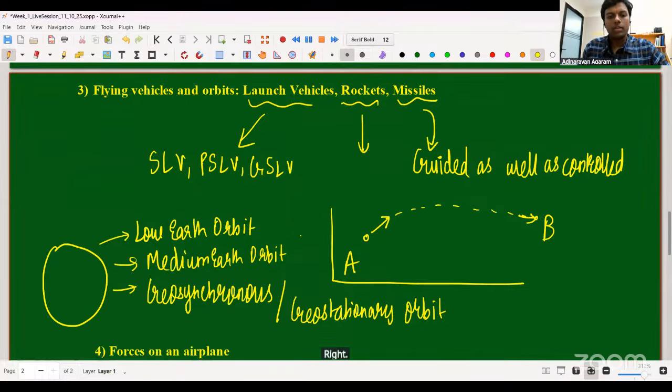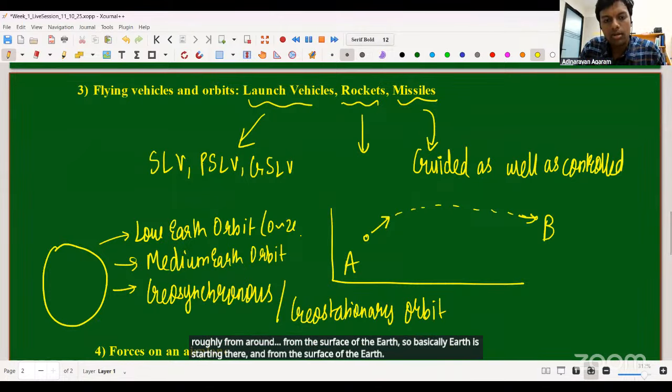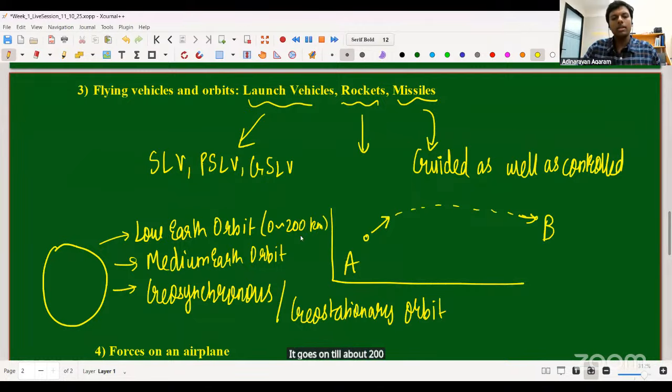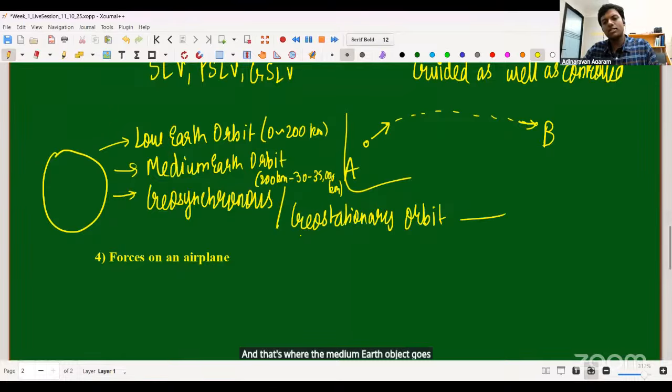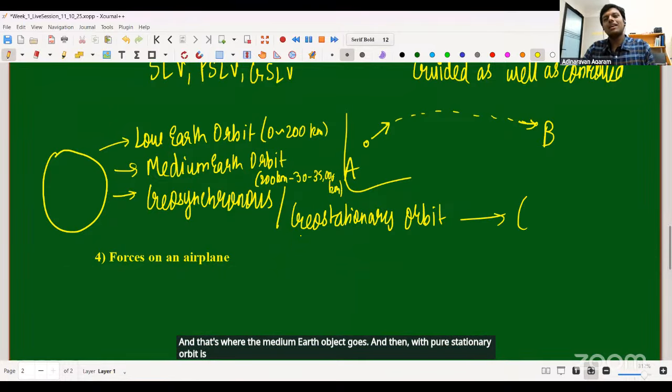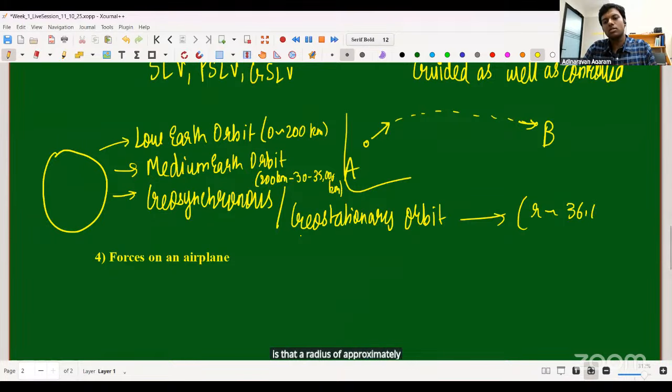Now, low Earth orbit is roughly from the surface of the Earth. So basically, Earth is starting here, and from the surface of the Earth, it goes on till above 200 kilometers on top. And then the medium Earth orbit is from 200 kilometers to roughly about 35,000 kilometers. And then this geostationary orbit is at a radius of approximately 36,000 kilometers. The exact number is not very clear.